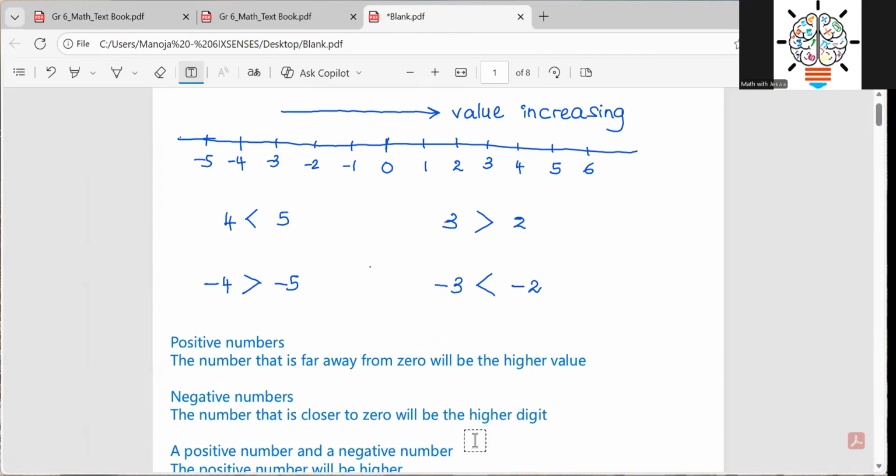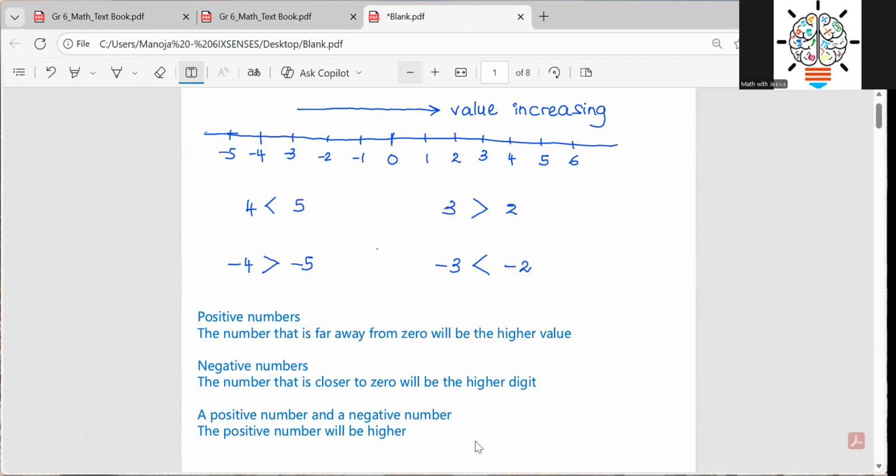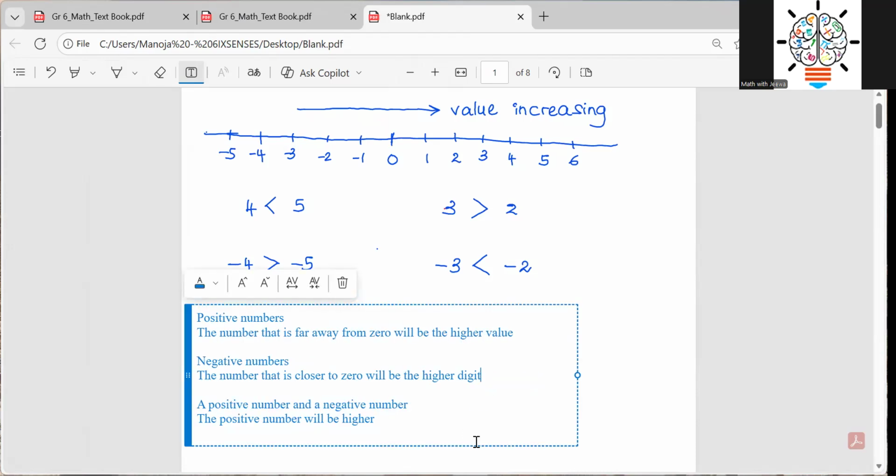So these are the things you should know. If you take the number line, children, when you are drawing the number line, please draw it nicely using the ruler and always keep the same distance when you are moving from one number to another. Let's say you have two positive numbers. Whatever number is far away from 0, to the right side, will be the higher value. If you are comparing two negative numbers, the number which is closer to 0, again which is on the right side, will be the higher digit or the higher value.